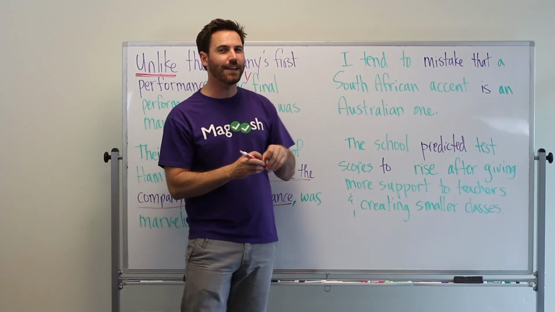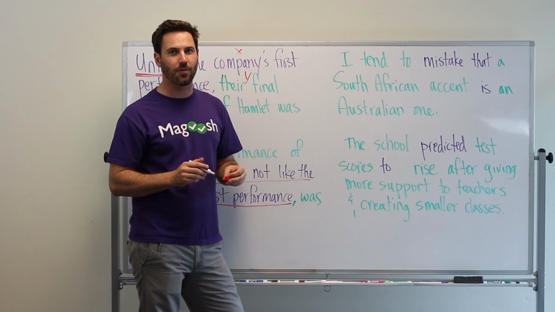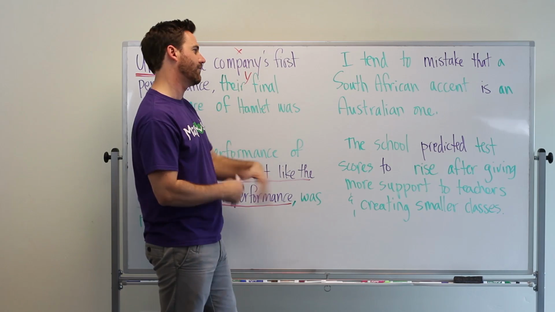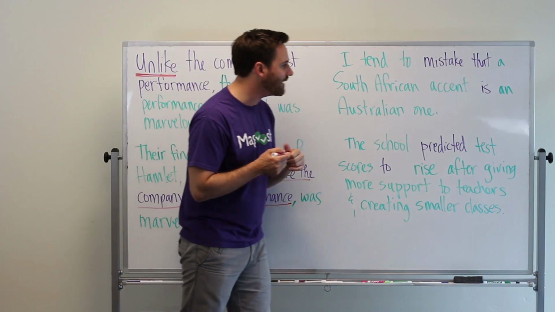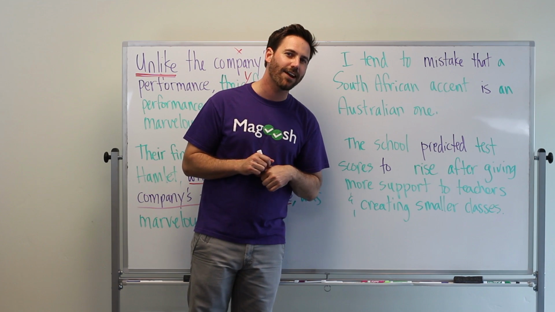This is where we're going to do things a little bit differently. I want you to decide if these sentences are correct. Are these two sentences correctly written? Let's start with the top one: I tend to mistake that a South African accent is an Australian one. Is that correct?